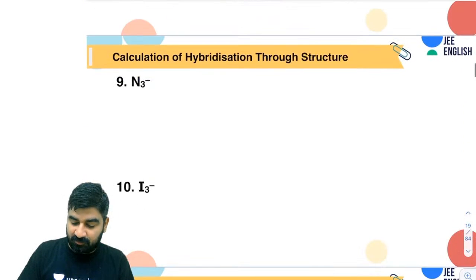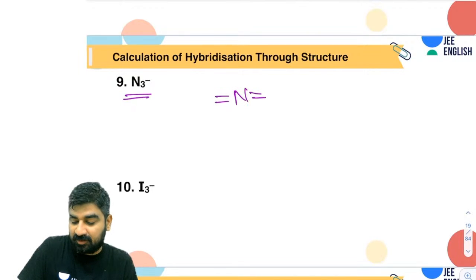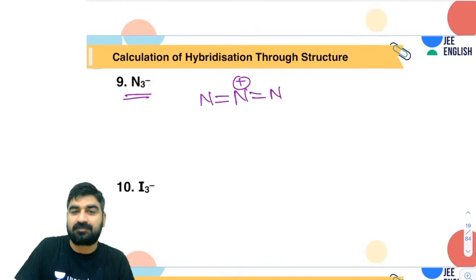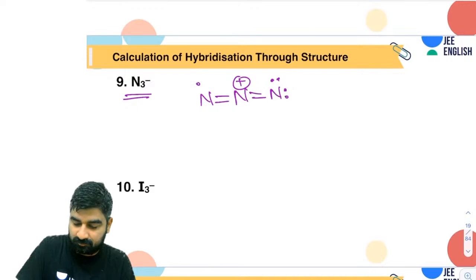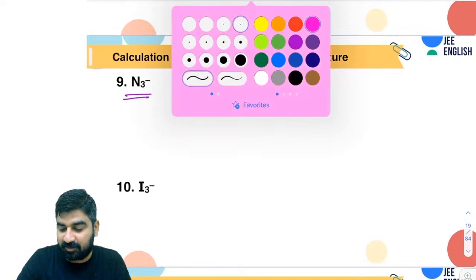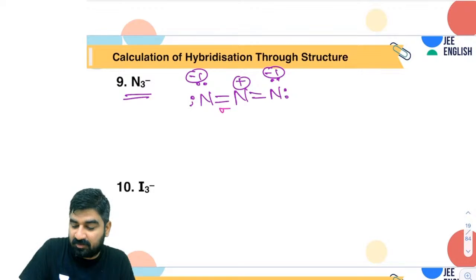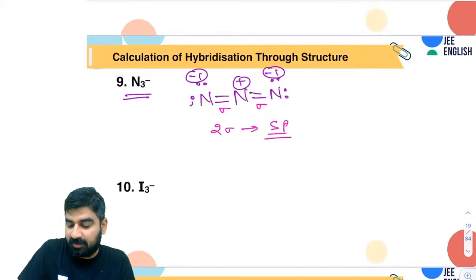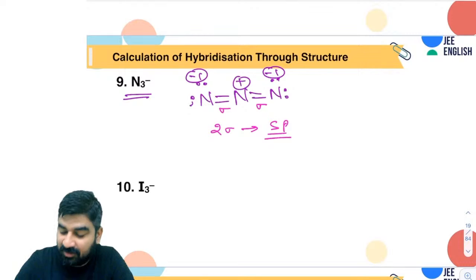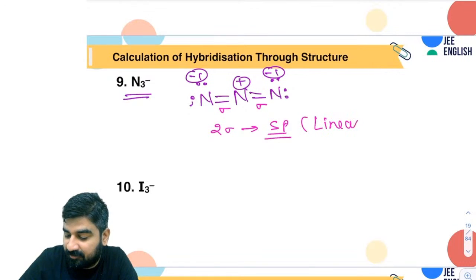So guys, now do it for this N3 minus. If you know the structure of N3 minus, it will have plus, minus 1 and minus 1. So in this case, if I talk about the central atom, here we have 1 sigma, 1 sigma. So 2 sigma bonds are there. So I will call it sp hybrid, the central one. As a result, its shape is linear.